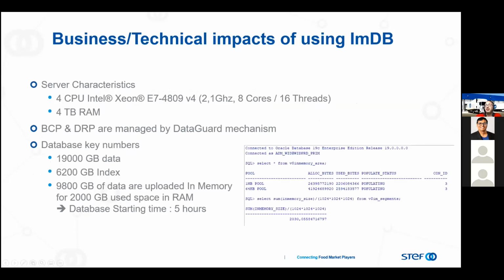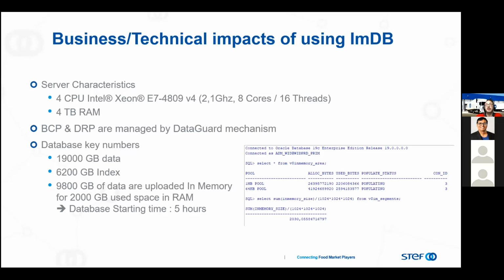To give you an idea of our server, we have just one server, 4 CPU, 8 cores, and 4 terabytes of memory. Our business continuity plan and disaster recovery plan are managed by DataGuard, and so all the transactions are replicated on a backup server to be able to recover from any problem on the first site.